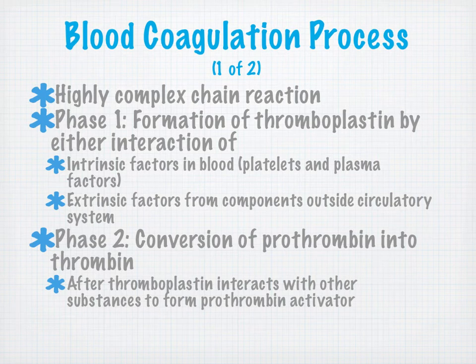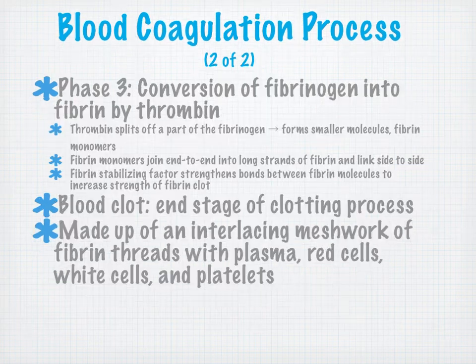So we're going to say here that there's 3 phases on this slide. Phase 1, formation of thromboplastin by either the interaction of intrinsic factors, and that's going to be platelets and plasma factors, or extrinsic factors from components outside the circulatory system. Phase 2, we're going to convert that prothrombin into thrombin, after thromboplastin interacts with other substances to form prothrombin activators. And then phase 3, conversion of fibrinogen into fibrin by the thrombin.